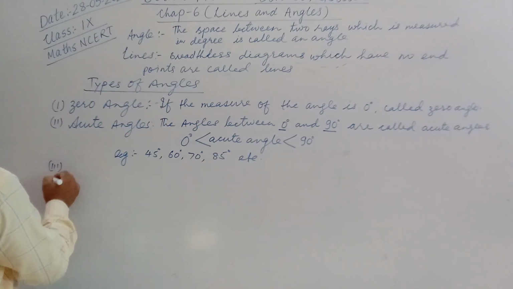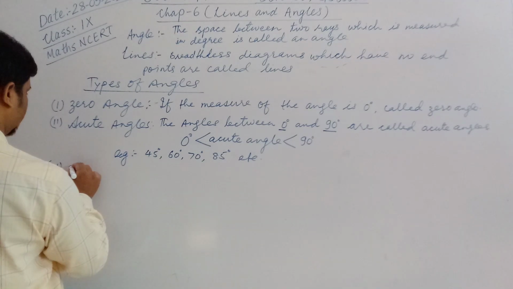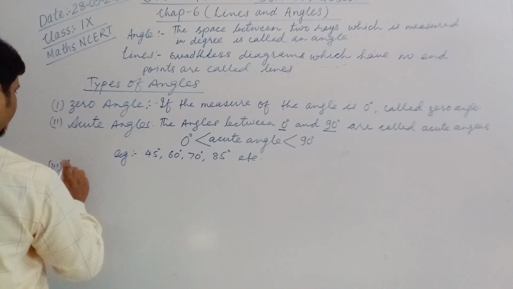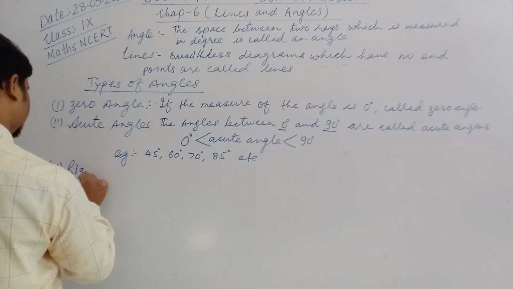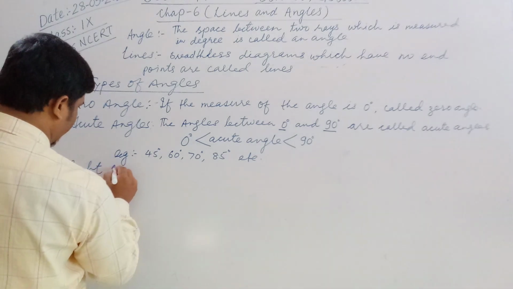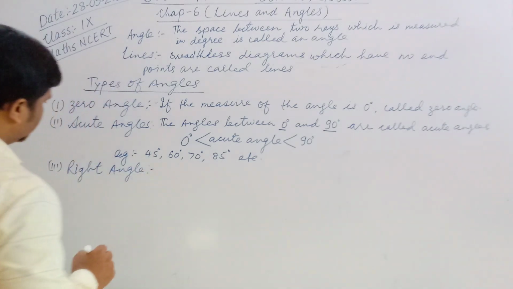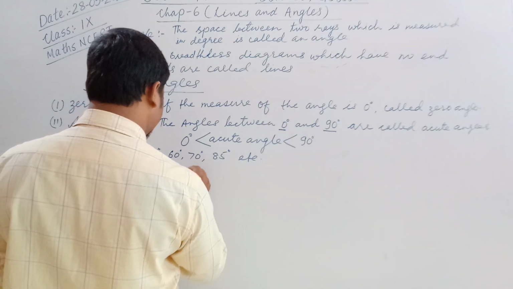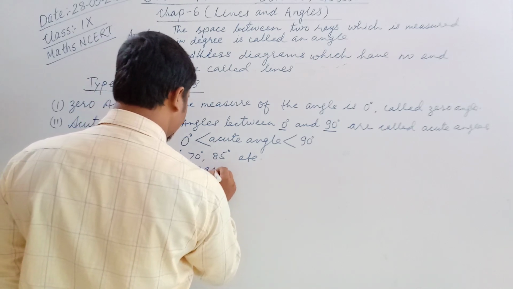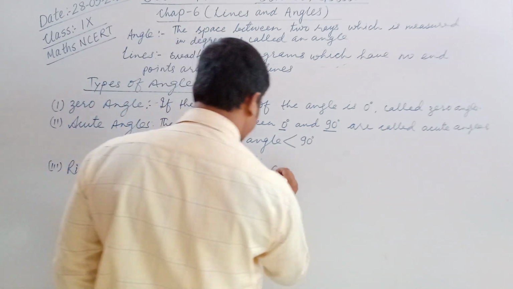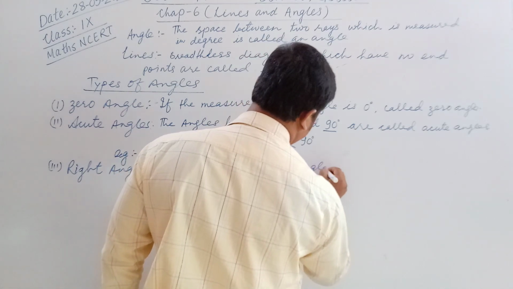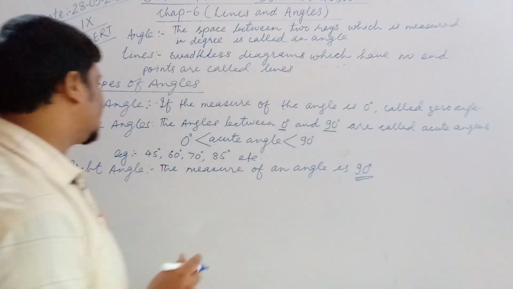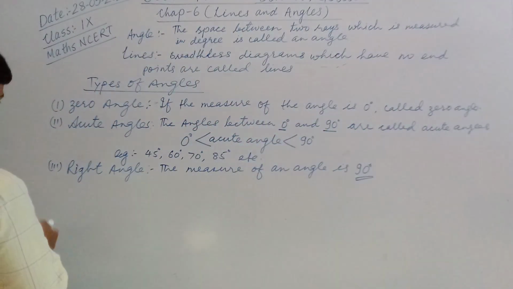Third, obtuse angle. Before obtuse, you will write right angle. We know about right angle. Right angle means the measure of an angle is 90 degree. That type of angle is called a right angle.